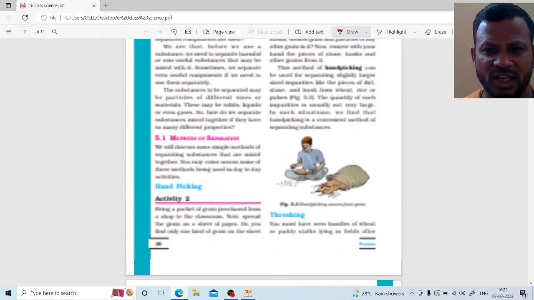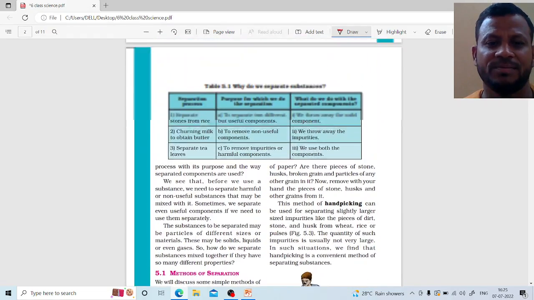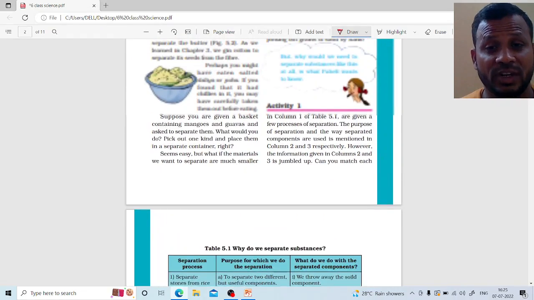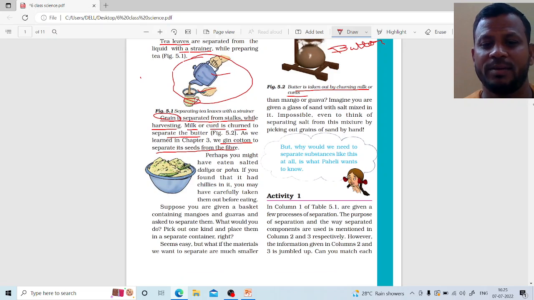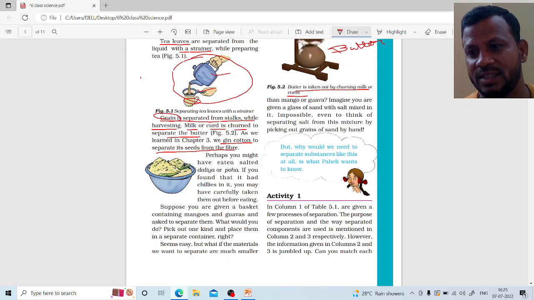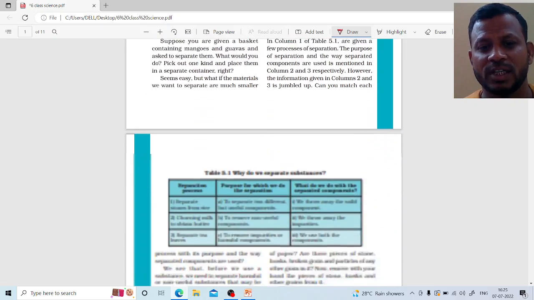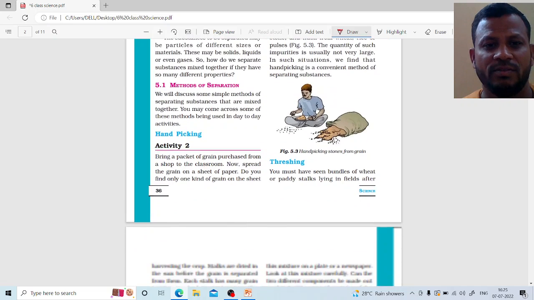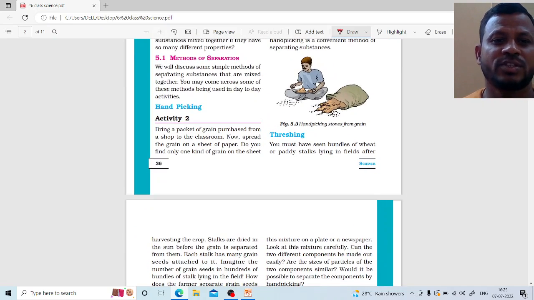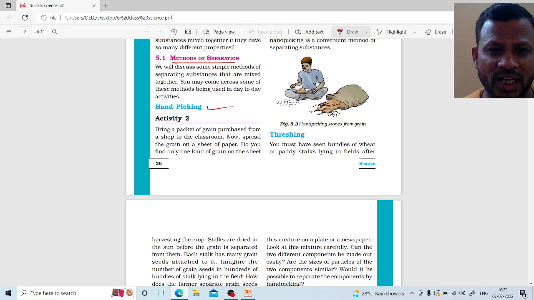Here there are different types of methods to separate the materials. Let us see what methods there are. We see the methods of separation. The first method we are going to see is hand picking.